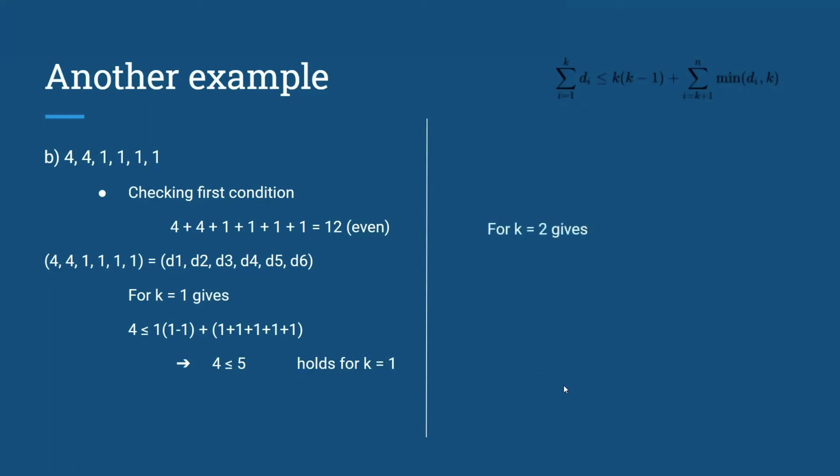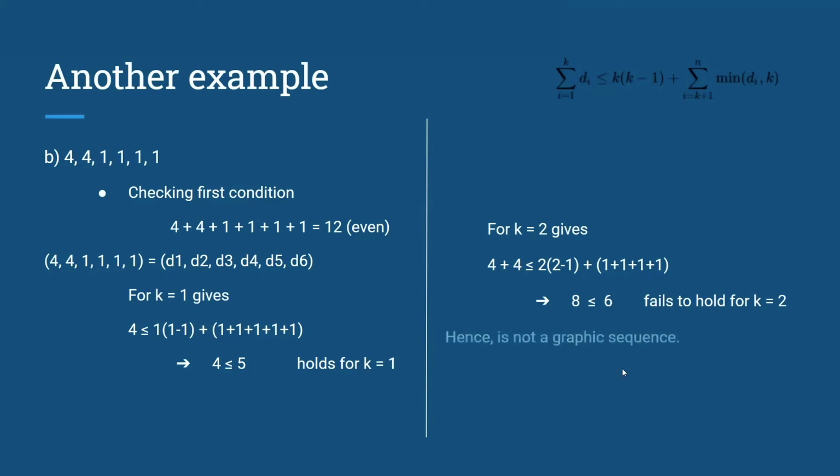Moving on to k equals 2, plugging it back into the formula up here, we see 4 plus 4 is less than or equal to 2 times (2 minus 1) plus 1 plus 1 plus 1 plus 1, which comes out to 8 is less than or equal to 6, which is not true, which means it fails to hold for k equals 2. Hence, this example is not a graphic sequence.